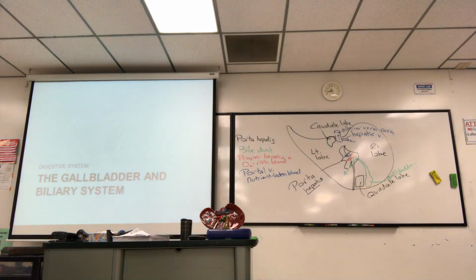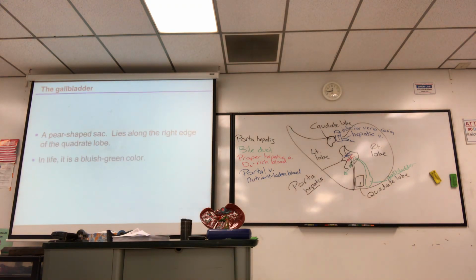So let's talk about the gallbladder itself, which stores the bile. The gallbladder is just that. It's a bladder. It's a pear-shaped sac. That's what a bladder is. And like I said, it lies along the right edge of the quadrate lobe on the right side. It's a bluish-green color. It can hold a little bit of bile, about 30 to 60 ml.